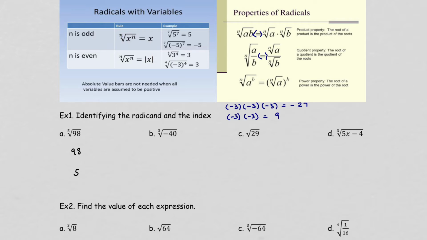B, the radicand is going to be negative 40. The index is going to be 3. Radicand is 29. The index is no number, which means 2, square roots, right? This one, 5x minus 4 is inside of the cube root. The index is 3.